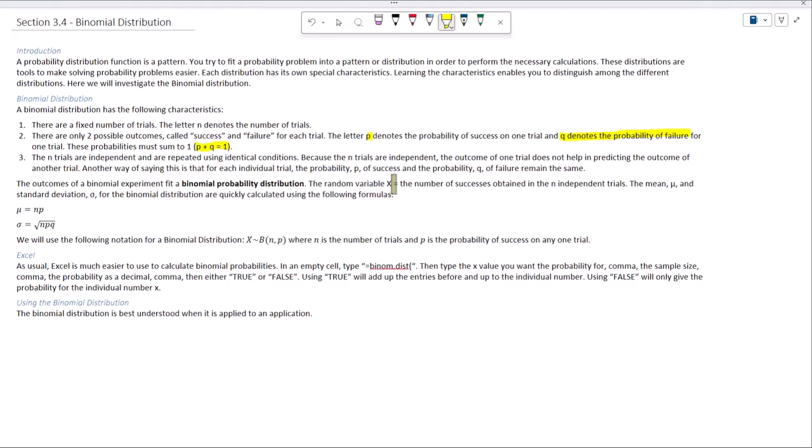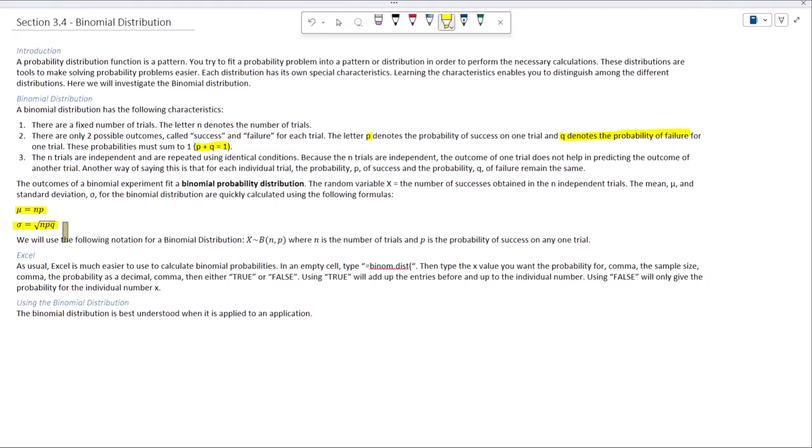Similar to what we had before, we've got some terminology things here. The interesting thing, the mean is NP, which N is the number of trials, P the probability of success, and the standard deviation is the square root of NPQ. These are things you're going to need to commit to memory so that you can do those.